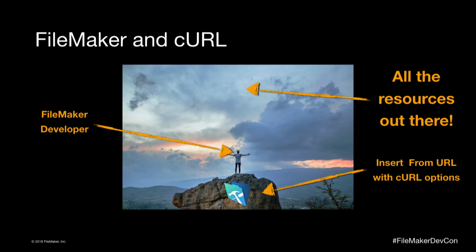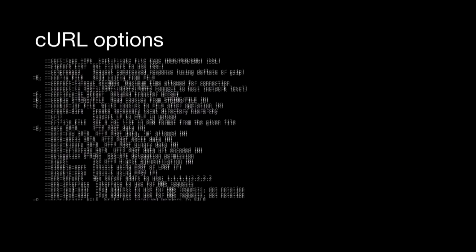Jokes apart, that little button really opened the sky of everything that is available on web services for us. Of course, we could do that before with plugins, but now it's all native in FileMaker, works in FileMaker Go, and so on. All right, so what are these cURL options?